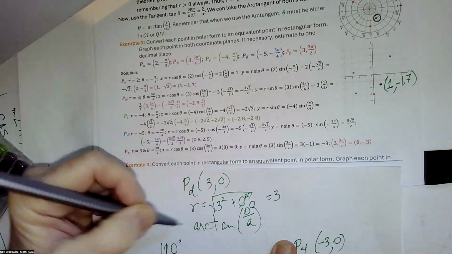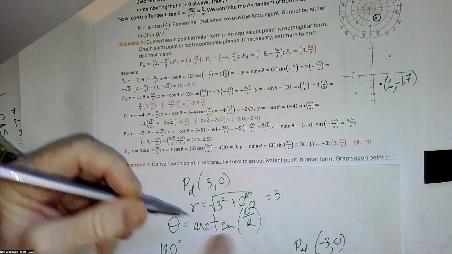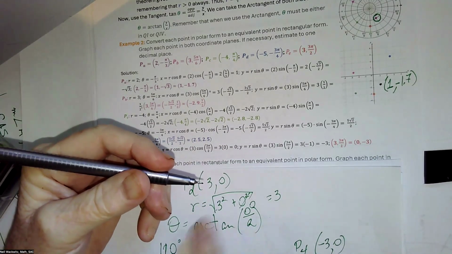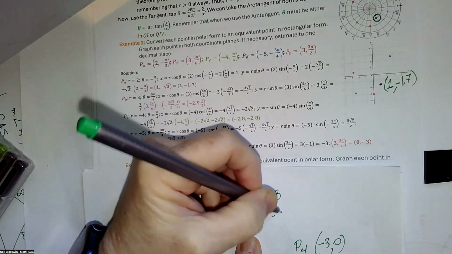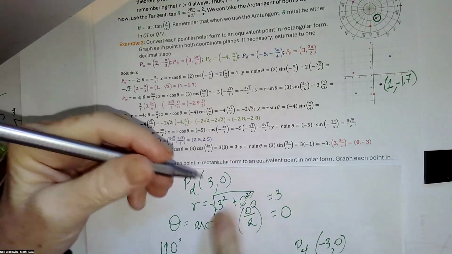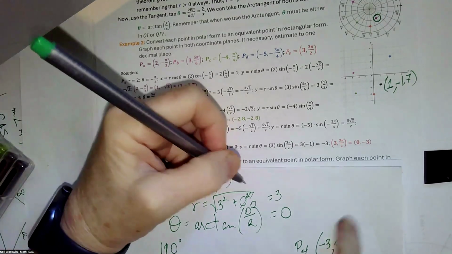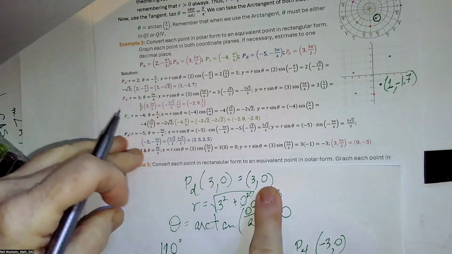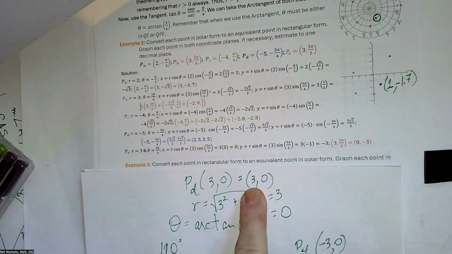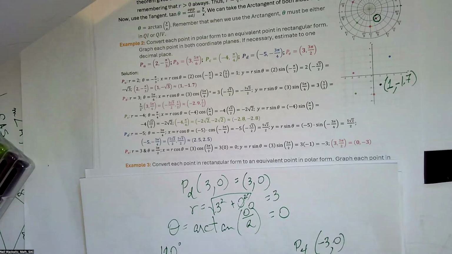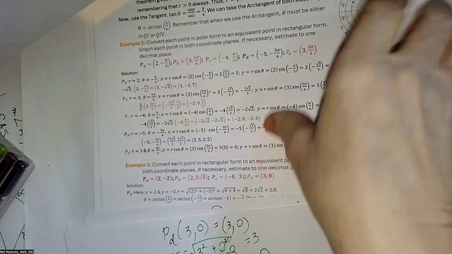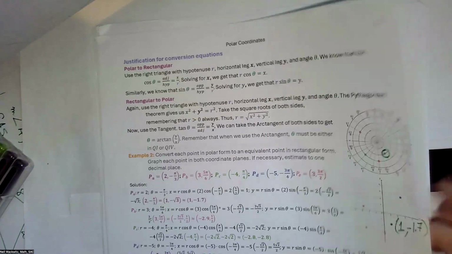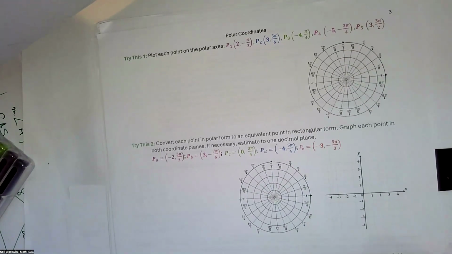Also, the arctan of B over A will give us theta. Well, 0 divided by any non-zero is 0. Arctan of 0 is 0. So its polar representation is also 3, 0, an angle of 0, and we go out the polar axis 3 units.